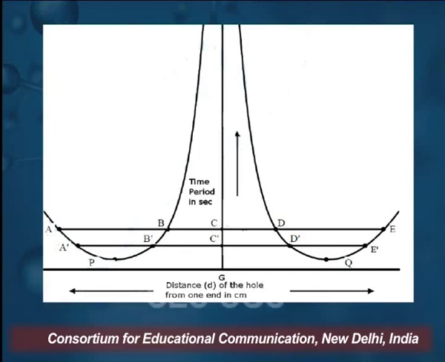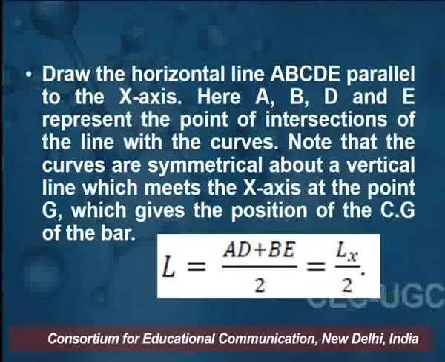Now you see that there are points A, B, C, D. The first line, the second line is A dash, B dash, C dash and D dash. P and Q are points of inflection, from where the shape of the curve is changing. So these two are on one side and the other on the other side. This is the time period versus distance graph.